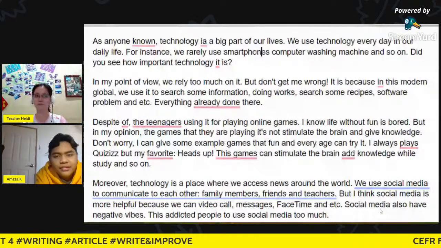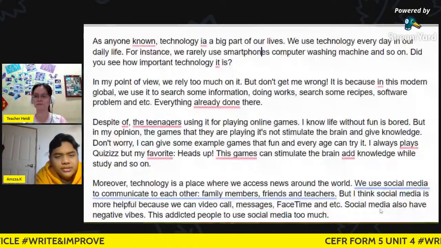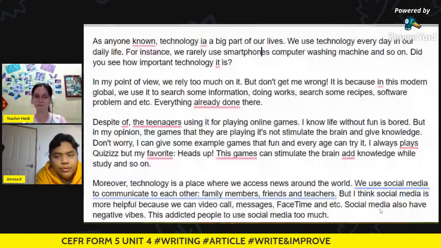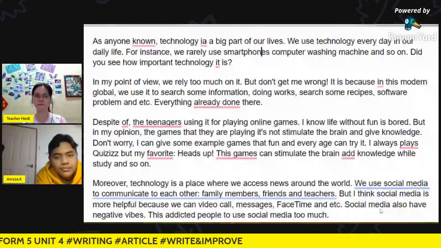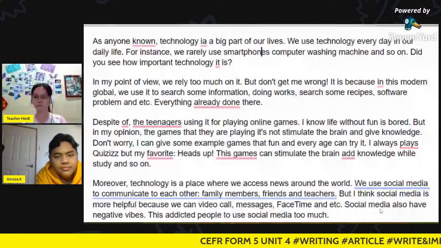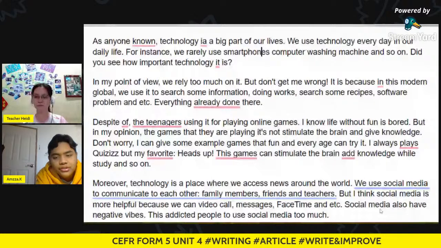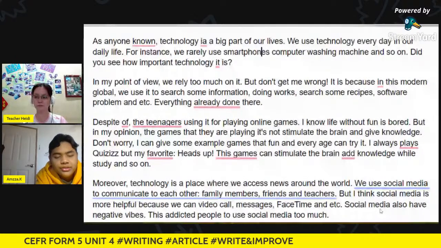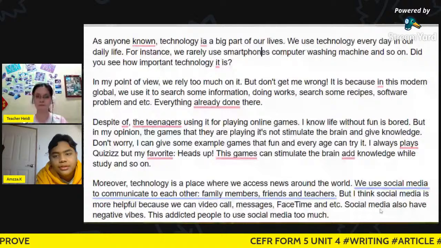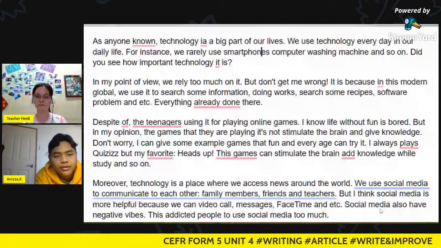Everything already done there. Despite of the teenagers using it for playing online games. I know life without fun is bored, but in my opinion, the games that they are playing it's not stimulate the brain and give knowledge. Don't worry, I can give some example games that fun and every age can try it. I always play quizzes but my favorite, Heads Up. These games can stimulate the brain, add knowledge while study, and so on.